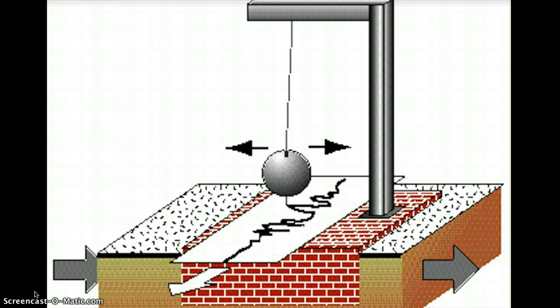You have a weighted ball hanging down with a pen at the bottom. The paper at the bottom moves through, and as it moves through, if the earth is shaking, it records the amount of shaking that occurs.